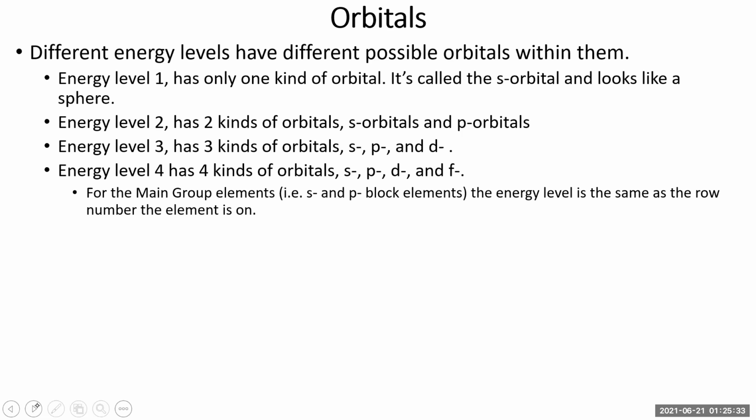Energy level 3 has 3 kinds of orbitals. Now we've added to the S and the P, now we add D, and then finally energy level 4 and onward have all 4 types of orbitals, S, P, D, and F. Every energy level you go up, you add another type of possible orbital that exists at that energy level.